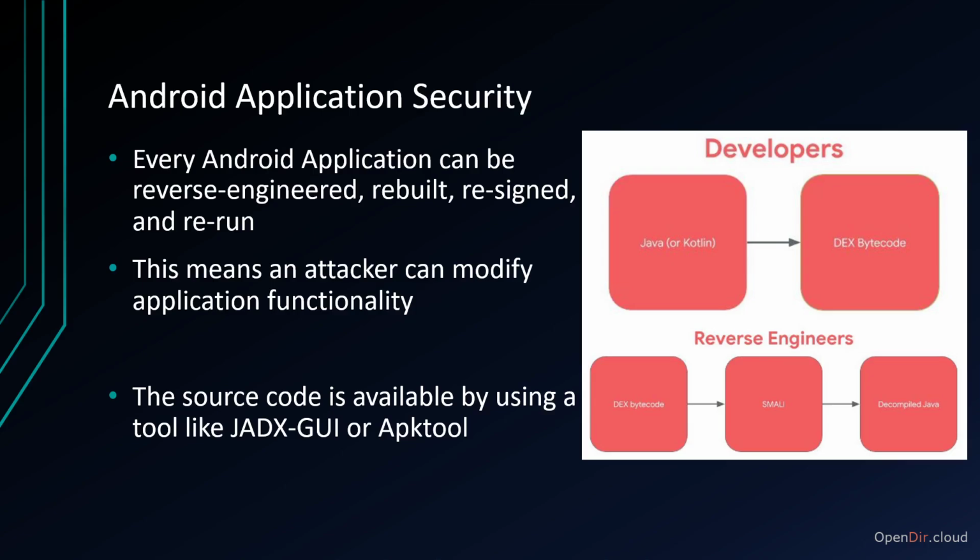The two processes highlighted in the right-hand box show how application development looks for a developer. They'll be coding in Java or Kotlin and converting that code into DEX bytecode when they actually go and run the application. The reverse engineer has the opposite process. They are starting with the DEX bytecode, which is given to them as part of the Android APK, converting that to Smali, and then decompiling that Smali into Java using tools such as JADX GUI or APK tool.